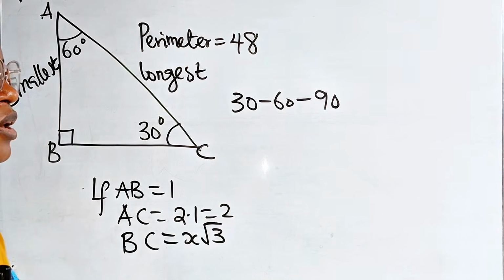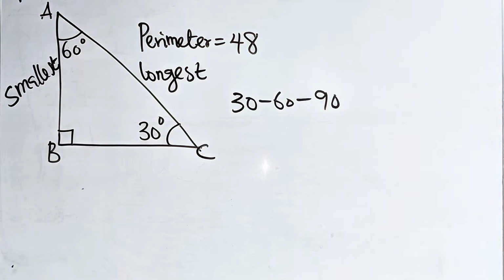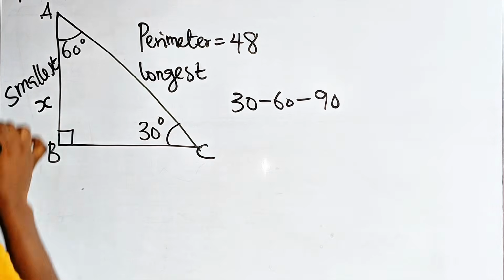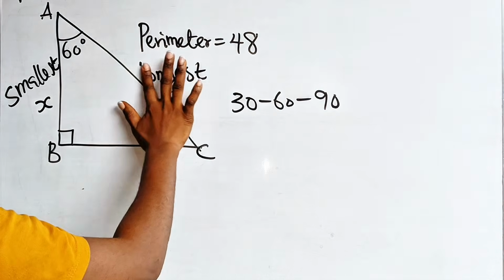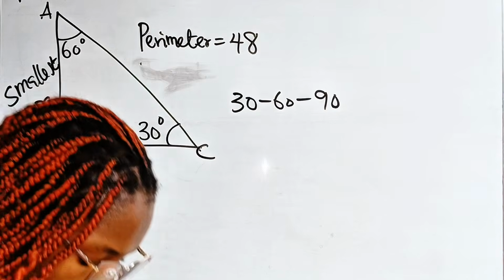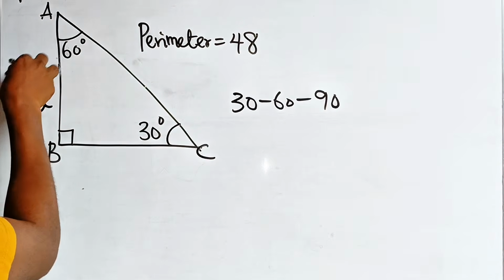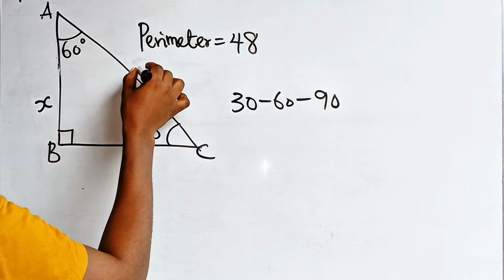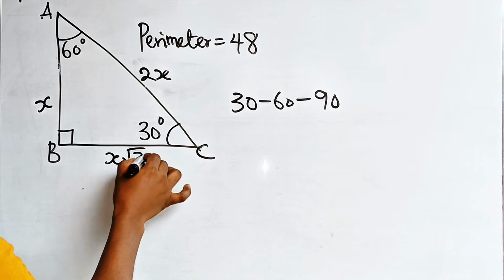But we're not going to make use of this. We are going to make use of another way to solve this. Now, how are we going to go about it? We are going to name our AB x. So let AB be equal to x. So it means that AC will be 2 times x, which is 2x. And then the other side will be x root 3.